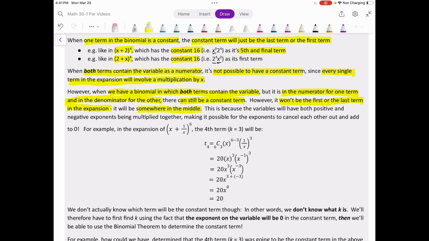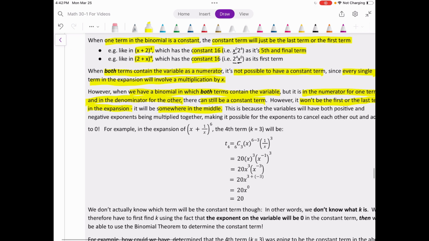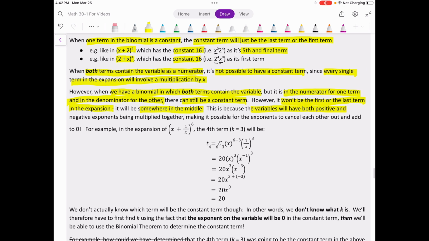However, you can see that it's not going to be the first term or the last term in the expansion. It's going to be somewhere in the middle, right? Because again, the first term of this will be x to the 6th, 1 over x to the 0. The last term will be x to the 0, 1 over x to the 6th. Neither of those are constants, right? They both would contain x. So this is because somewhere in the middle, the exponent on this will be the same as the exponent on this, and we'll multiply them together, and then they'll get canceled out, right? So because the variables will have both positive and negative exponents being multiplied together, it's possible for the exponents to cancel each other out and add to 0, right?